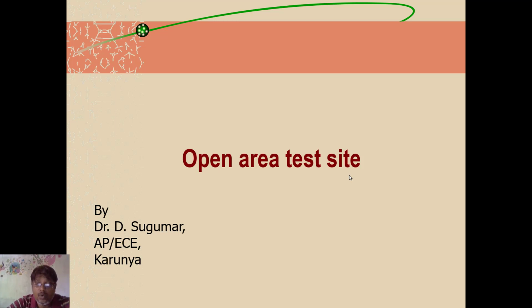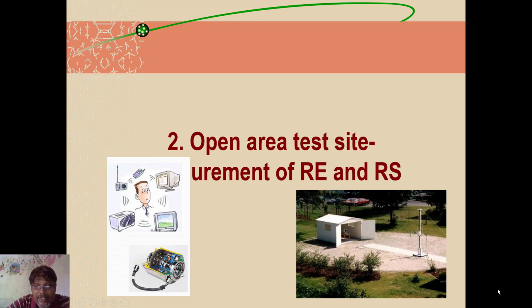Now let us move on to the open area test sites. Okay, open area test. These are some examples. This is the open area test environment. You can see the equipment is available here, and from here it has been radiated. In an open area, we are testing it.